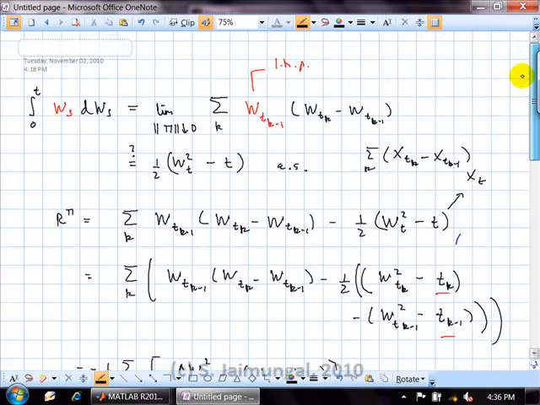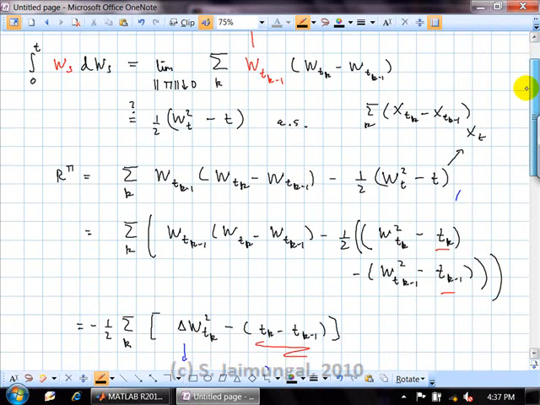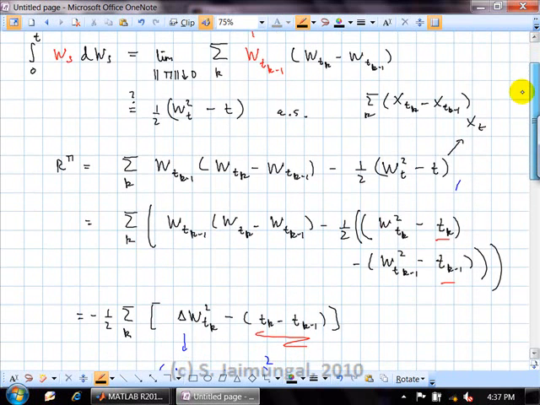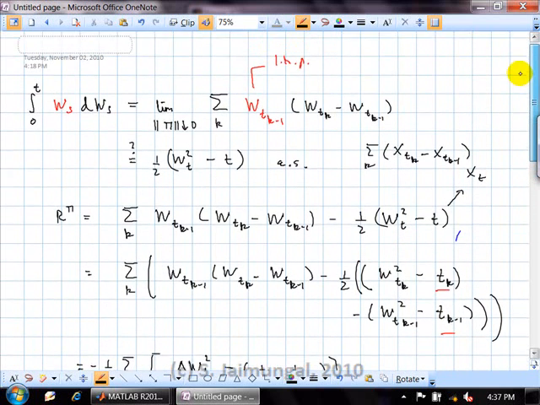And like I mentioned before, someone was asking me whether this is convergence in probability or convergence in distribution. Convergence in probability versus convergence almost surely. There is a subtle difference, but you can prove that you can in fact find a subsequence in which you do get convergence almost surely.